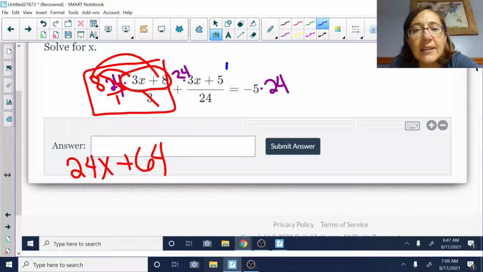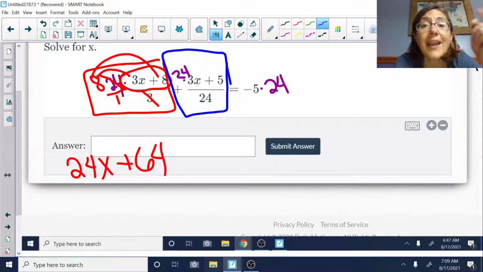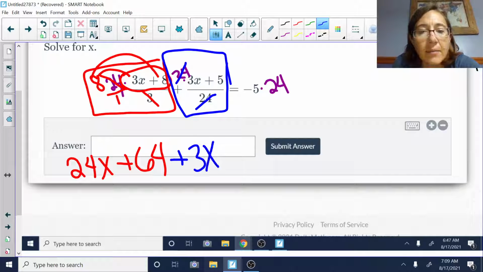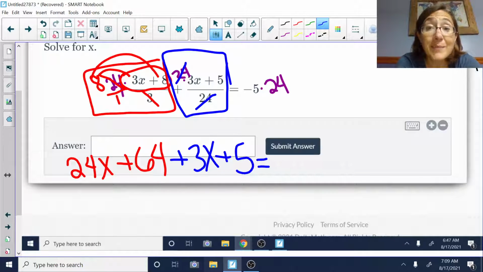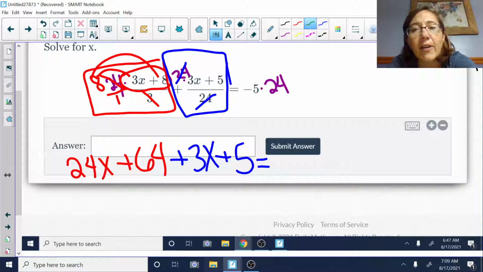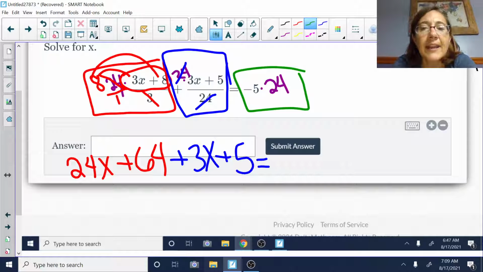Let's move on to this next chunk. I'll outline it in blue. The 24, see how there's a 24 in purple on the top and a 24 original on the bottom? They're going to cancel. They're gone. So what I have left is a plus 3x plus 5. So that looks better, no more fraction there. And then on the right side, I never did have a fraction over here. So I just have to multiply negative 5 times 24, which would be negative 120.